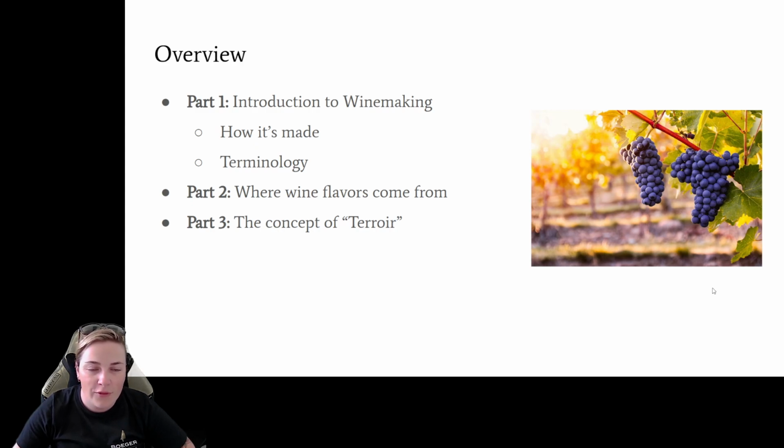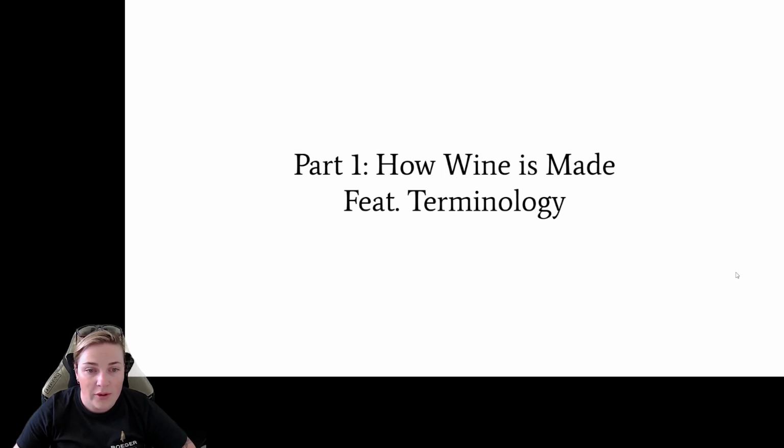Okay, so overview of what we're going to talk about tonight. We have a part 1, 2, and 3. Part 1 is just like an introduction to winemaking, how it's made, and some terminology. Part 2 is we're going to talk about where wine flavors come from. And then part 3, we're going to talk about the concept of terroir, which is a French word, philosophy in winemaking, meaning like a sense of place for the wine. So let's just go ahead and jump right in.